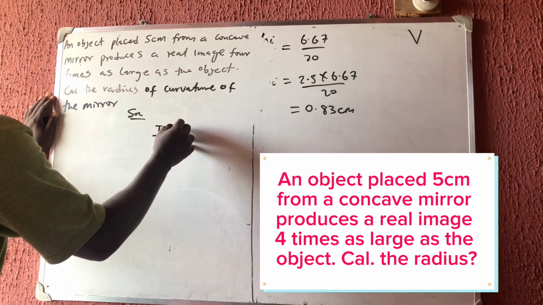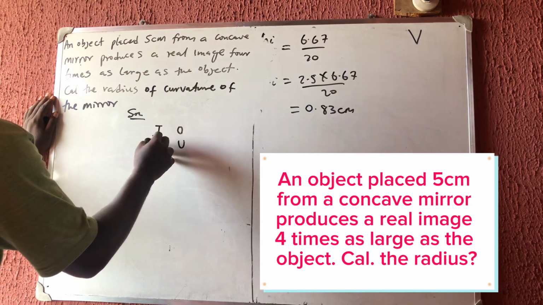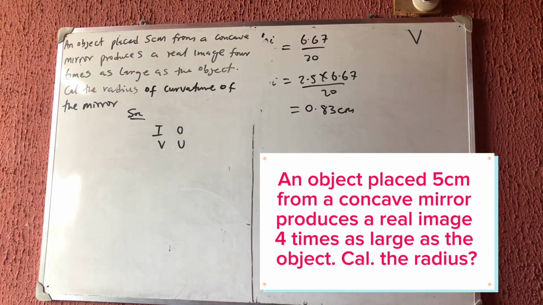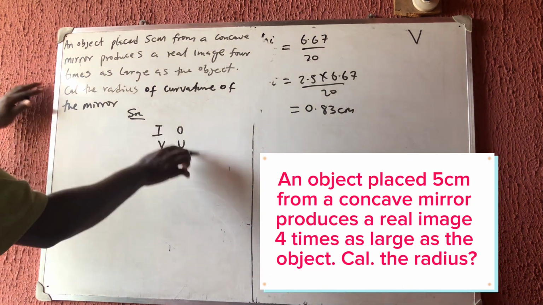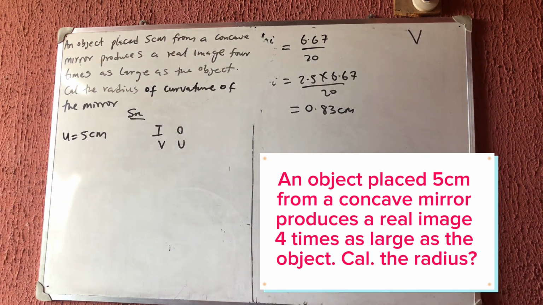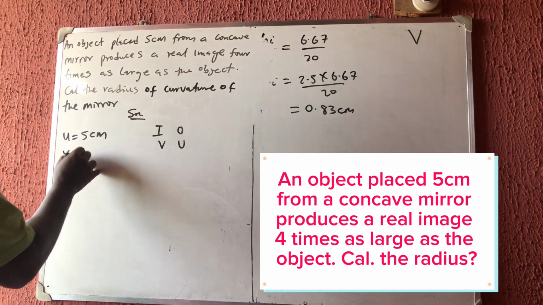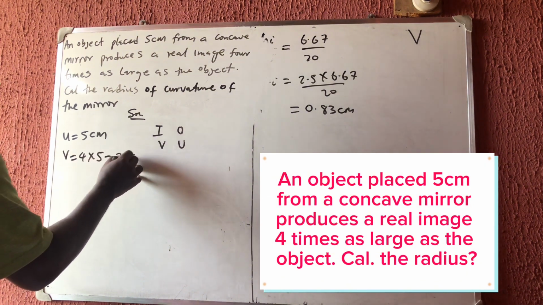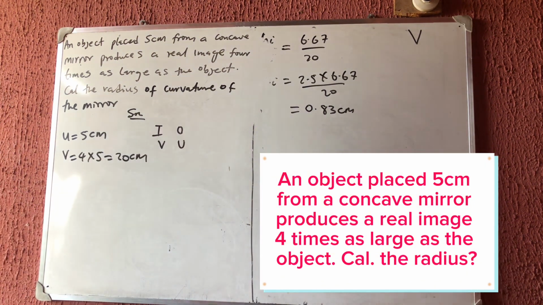I comes before O, then U comes before V. So they say that an object placed 5 cm from a curved mirror. So that is object. So they gave us U. Our U is equal to 5 cm. Okay. They now say that it produces a real image 4 times as large as the object. So my V is equal to 4 times 5, which is equal to 20 cm. Okay? It's very, very simple.